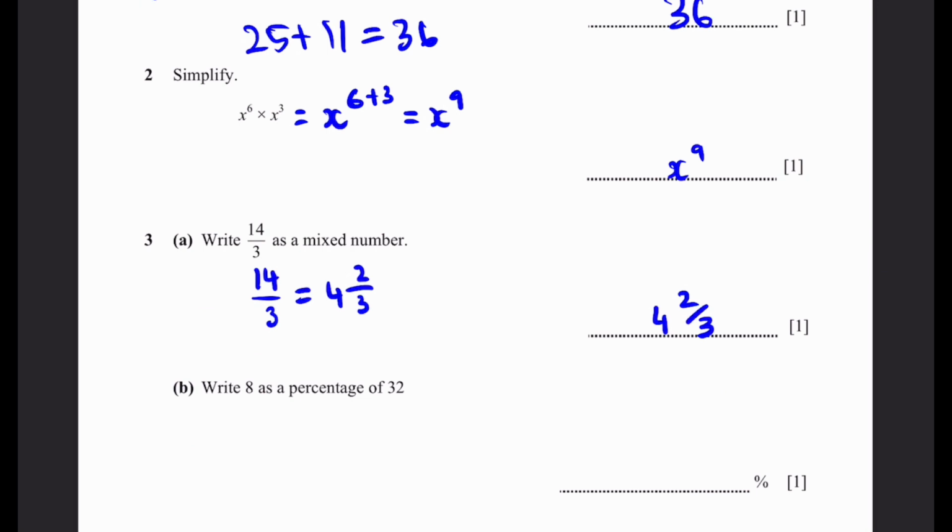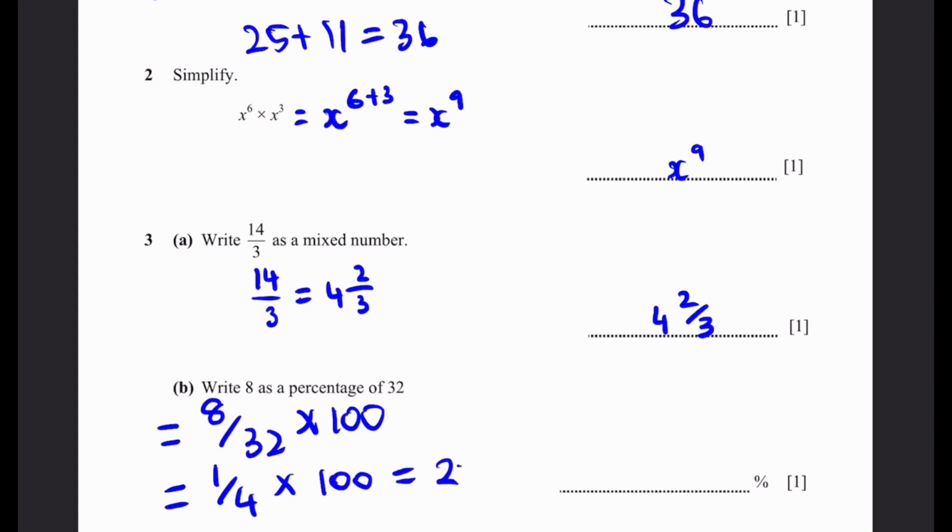If you want to write 8 as a percentage of 32, you make it equal to 8 by 32 multiplied by 100, which is equal to 1 by 4 multiplied by 100. That will be equal to 25%. And that's the answer. So write down. Question 4.